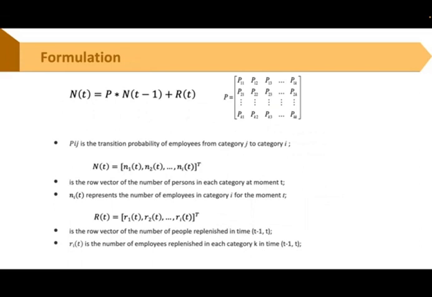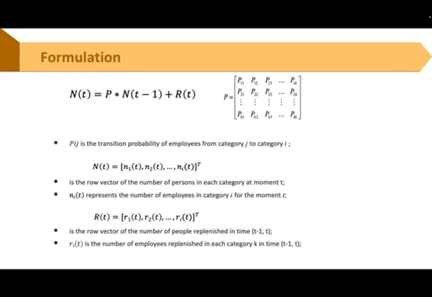This formula is what we used to predict our workforce numbers over time. N(t) equals P multiplied by N(t-1) plus R(t). That's basically saying the number of employees we'll have at any time is based on the probability of people moving between job roles, which is P, times how many people we had before, that's N(t-1), plus any new hires or transfers, which is R(t).